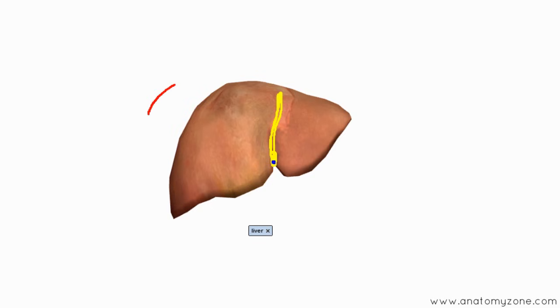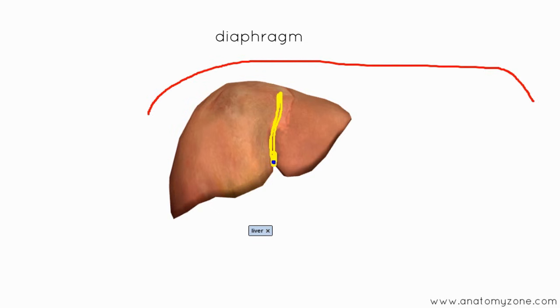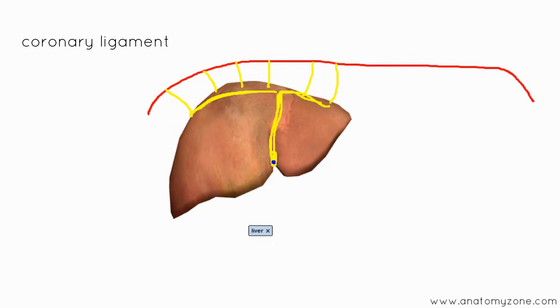So remember, above the liver you've got the diaphragm. I'm drawing the diaphragm on here. So this is the diaphragm in red. And reflecting off the diaphragm you've got folds of peritoneum. These folds of peritoneum reflect off the inferior surface of the diaphragm and attach onto the liver. So you've got these reflections from the inferior surface of the diaphragm which reflect onto the liver. This ligament here is called the coronary ligament, and you've got upper and lower coronary ligaments. This one here is the upper coronary ligament.